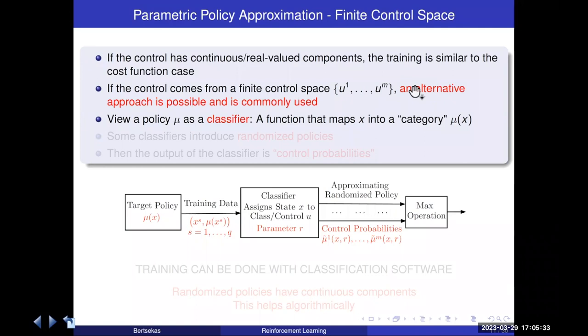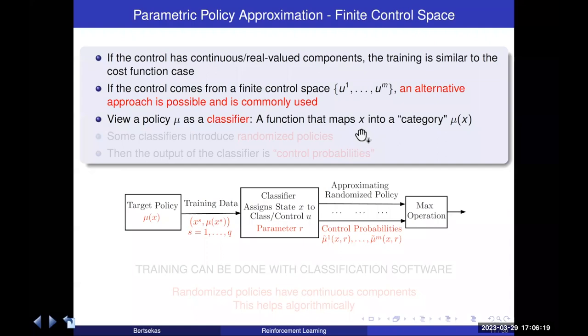So let's say the population is fruit, a gigantic population of fruit. You put them through a classifier, it looks at each one, and the classifier says, this is an orange, this is an apple, this is an apricot, pear, whatever. There's a lot of software associated with classification that's available to you, and a lot of experience in constructing and using classifiers. So a policy turns out to be a classifier. You can view it as a classifier.